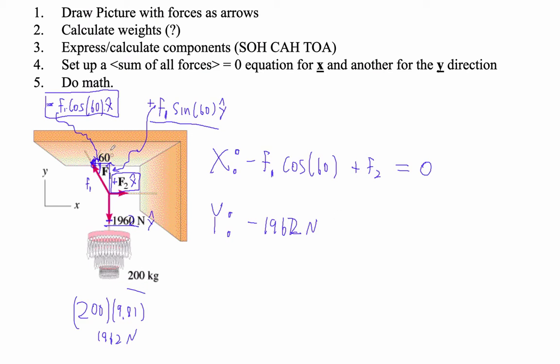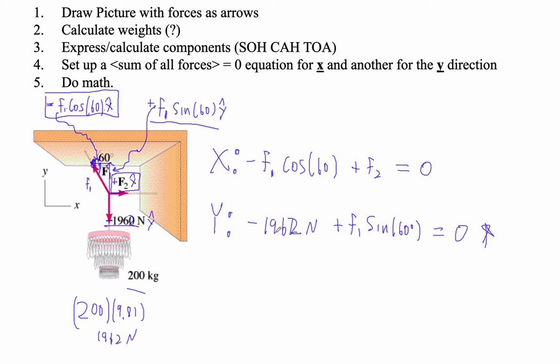Okay, and then there's this component here, plus F1 sine 60 degrees. All right, and then those have to add up to 0. Well, I can't solve the x one because it's got two unknowns, one equation, two unknowns. But I can solve the y one, so let's solve this one.